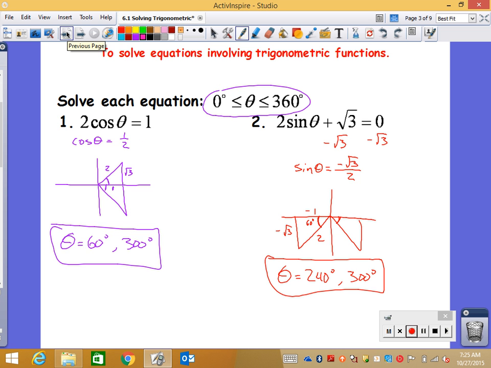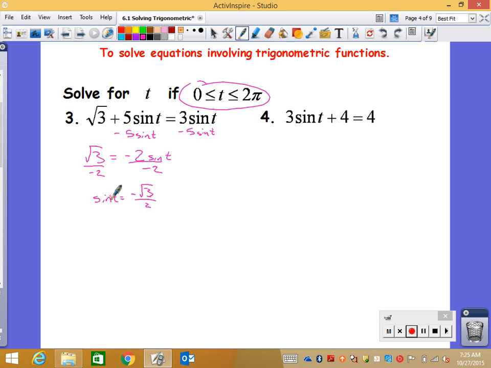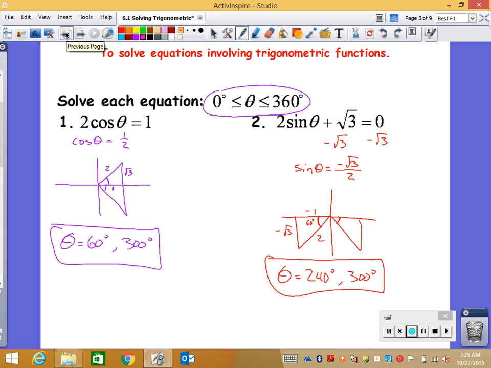Hey, notice that this is the same thing. Sine theta is negative root 3 over 2. Sine t is negative root 3 over 2. So I end up getting the same angles. However, notice we're in radians, so I have to switch these 240 degrees and 300 degrees into radians.